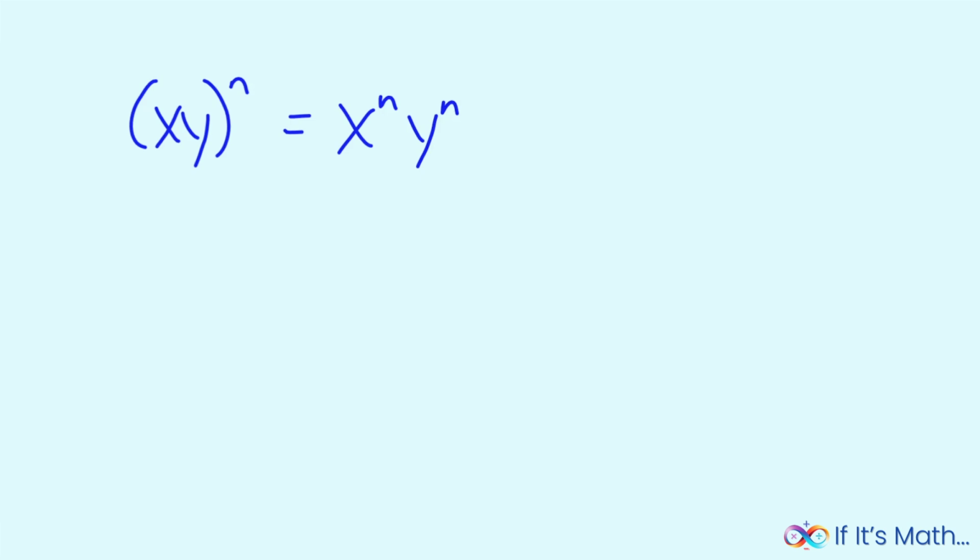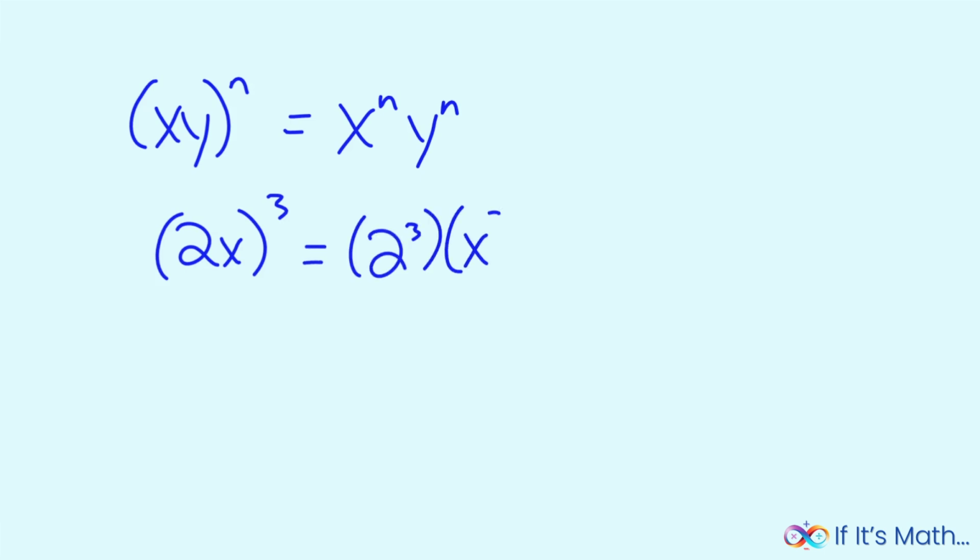So let's look at an example real quick. If you had, let's say, 2x to the third, that is 2 to the third times x to the third. So that's going to give you 2 times 2 is 4, times 2 again is 8. So 8x to the third power.